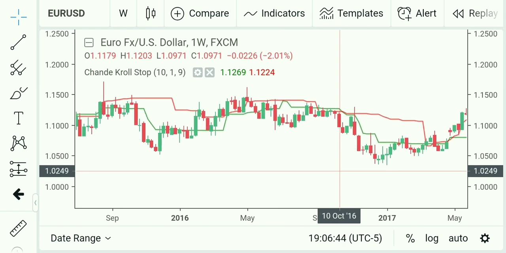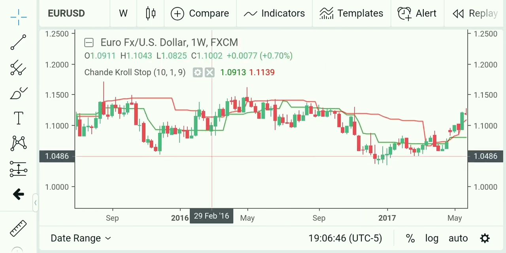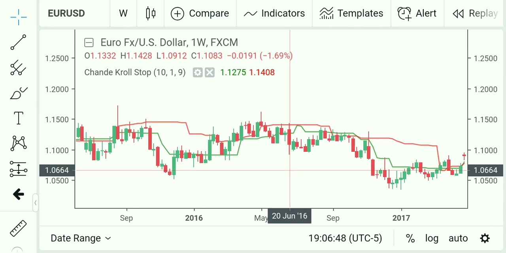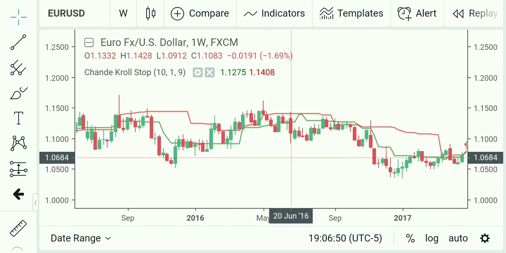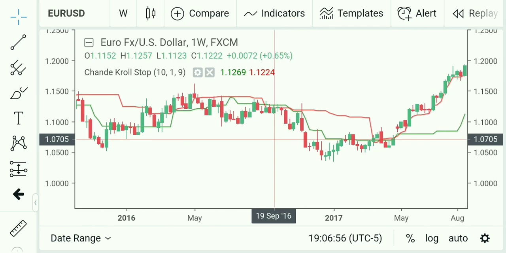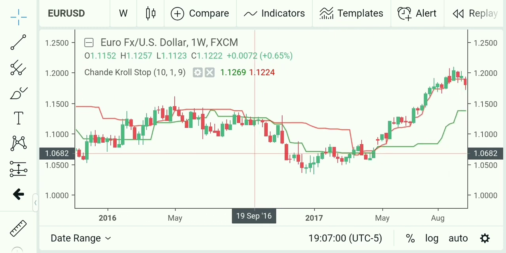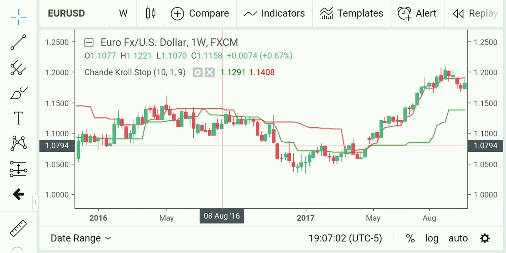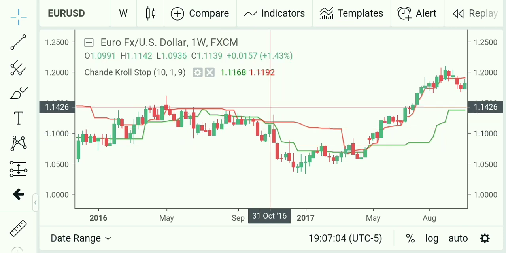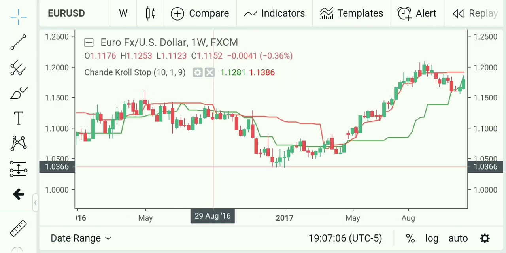Now there are times, like here in this general area, where it'll be ranging. You can see several times it crosses over the red and green line. Now, when it's ranging, you could probably have the stop loss a little bit larger, or you can go with the flow and just wait.